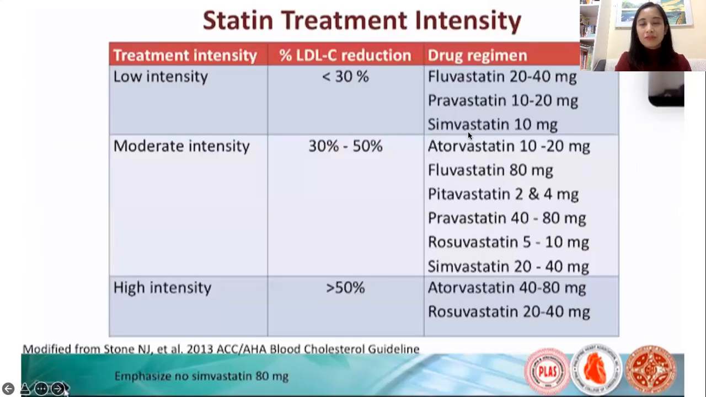So if you remember from my diabetes lecture, we have different intensities of your statin. You have your low intensity, your moderate intensity, and your high intensity statin. And it's important to determine the high intensity statin. You only have two, your Ator and your Rosu. Okay, and anything less than that is your moderate intensity. So you have to remember these doses because it's a very, very common drug that you will be prescribing when you go into your clinical practice.